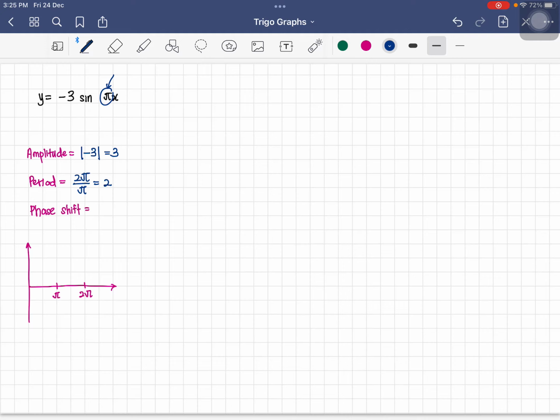And our phase shift, all right, so again, we don't have the phase shift here, so we got 0. So let's just sketch the basic graph for the sine of x. So let's say this is 1 and this is -1. So for the sine of x, it will be something like this. All right, so that is your basic graph.